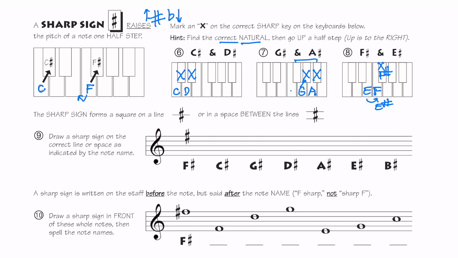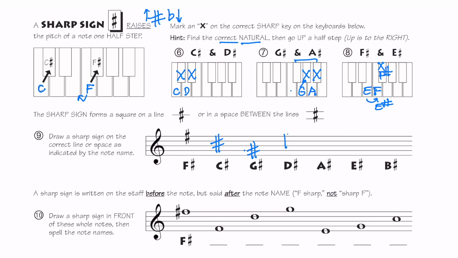All right, now number 9, we're going to draw a sharp sign on the correct line or space as indicated by the note name. So C. So C is going to be here. I want to make sure that my sharp sign has the center of the tic-tac-toe right in the space. Okay, G. So G is here. Got my two lines. Now I want the center of my tic-tac-toe to have that line crossing through it. Okay, just messed it all up, but you kind of see what that looks like.